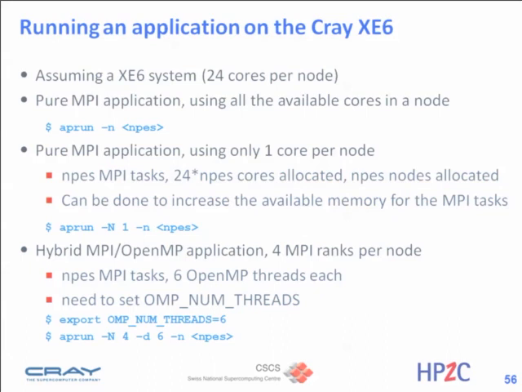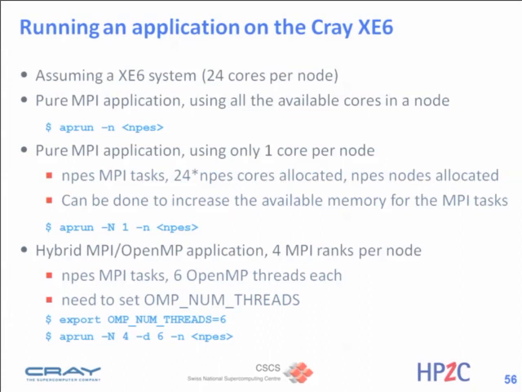Now, assume you want to run a pure MPI application, so no OpenMP, but you want to run only one MPI rank per node. You don't want an MPI rank on each core. You just want only one of the 24 cores to be busy in that node. You may want to do this for several reasons. The most likely reason you want to limit the number of MPI ranks in the node is because each MPI rank requires too much memory, and if you had 24 MPI ranks, the memory would not be enough on the node.